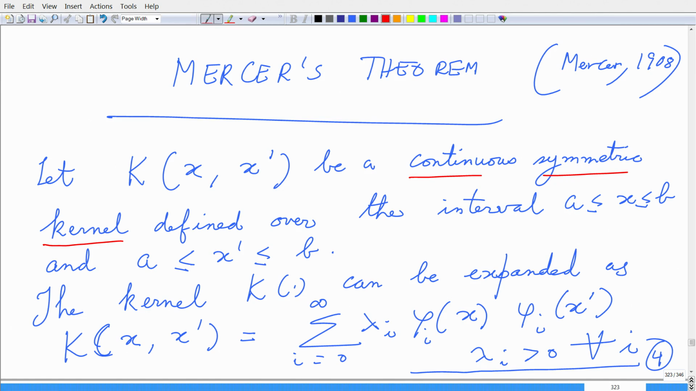This kernel k can be expanded as follows. It is a summation i equals 0 to infinity lambda i times phi i of x, phi i of x prime, and lambda i is greater than 0 for all i. This is basically like an infinite summation, and someone seeing this can sense that these phi i's are like the eigenfunctions and lambda i's are the eigenvalues.